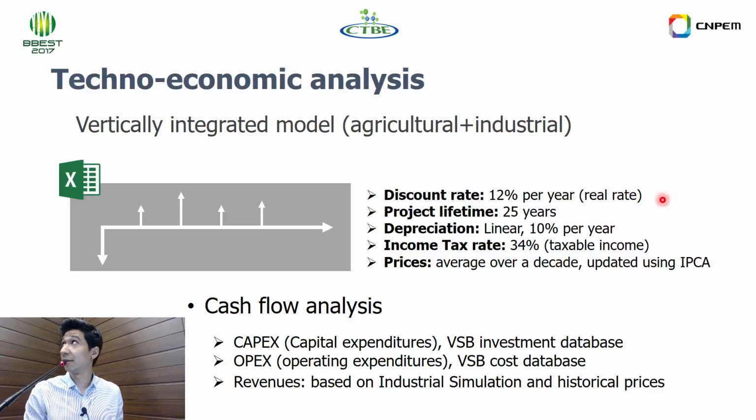The discount rate, as I already told you, is the minimum acceptable rate of return of 12% per year, which is a real rate, meaning inflation has already been discounted. Project lifetime is around 20 to 25 years. Depreciation is 10% per year, which means that all the equipment and buildings will be completely depreciated, at least in accounting terms, in 10 years. In Brazil, we have a 34% income tax rate, which is money we have to return to the government.